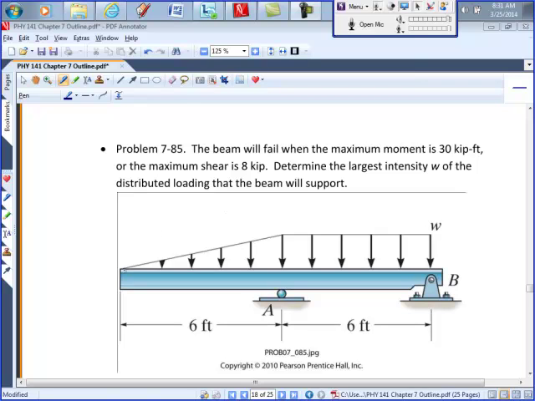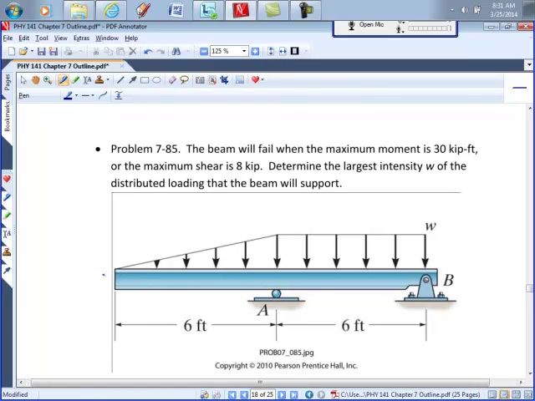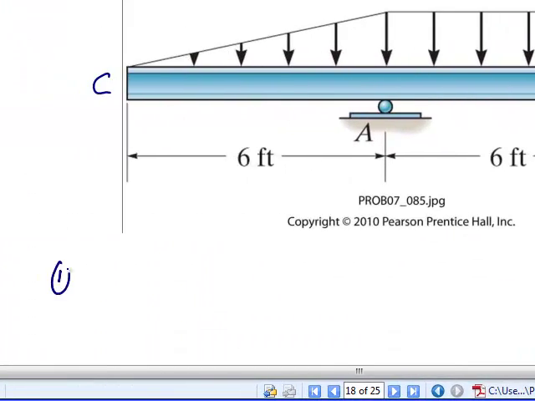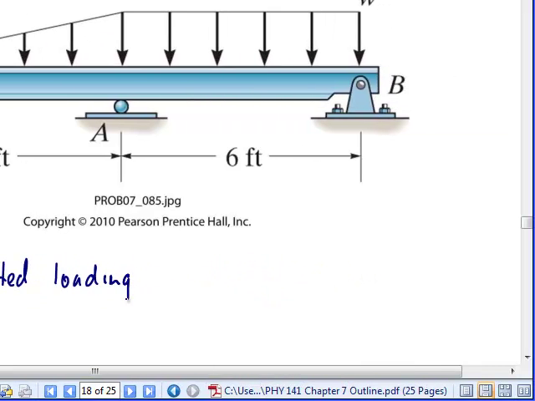Right. We're going to want to replace the distributed load between, let's call this C, and A with a point force, and we're going to want to replace the distributed load between A and B with a point force. Let's make a note on that here. So 1, replace distributed loading with point forces.